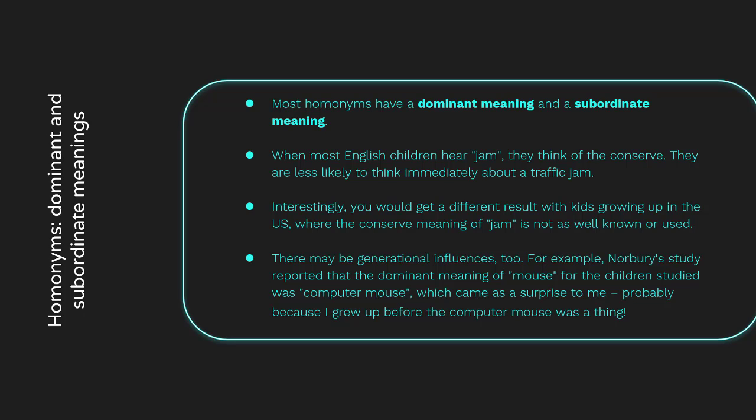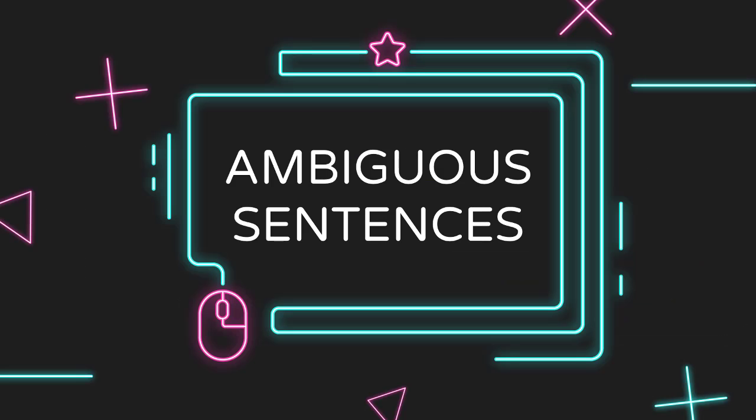So I was quite surprised when I read Norbury's study to see that most young children in England, when they hear the word mouse, the dominant meaning for them is the computer mouse. Now, it's probably because I predate the computer mouse, but I always think of the small mammal that squeaks when I first hear the word mouse. So that was really interesting. And it just goes to show that the meanings of words and the relative importance of meanings of words when they're homonyms can change over time and may vary by culture. So we also have ambiguous sentences.